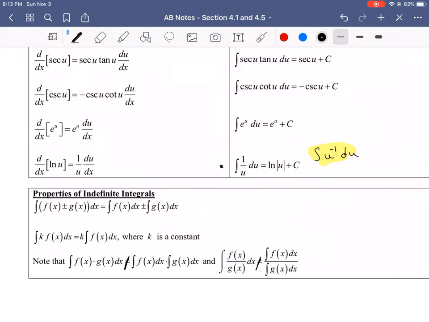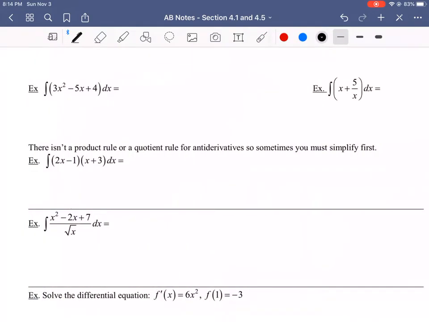And then going back to this second rule, we see that if there is a constant being multiplied by f of x, that constant can come in front of the integral sign, and we can just integrate the function itself and not worry about the constant. Okay, so let's see if we can apply some of these rules.